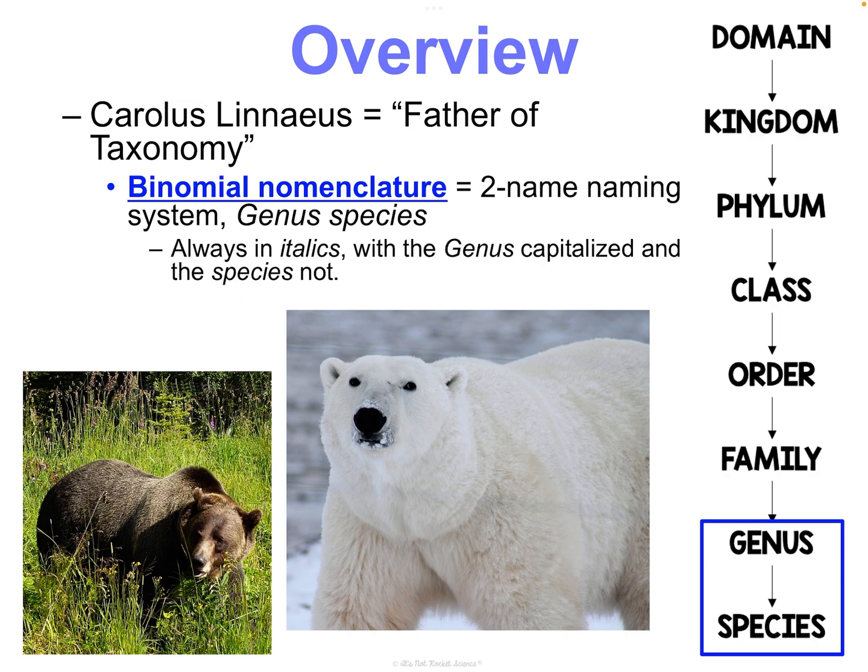So it's always written in italics, and the genus is always going to be capitalized, and the species is not. So let's look at these two bears. We have two different species of bears. One is Ursus arctos, and the other one is Ursus maritimus. And you can tell by the genus that they're part of the same group. They're both types of bears, and that's why the genus is the same for both of them.